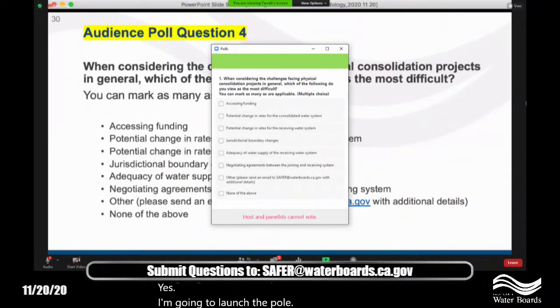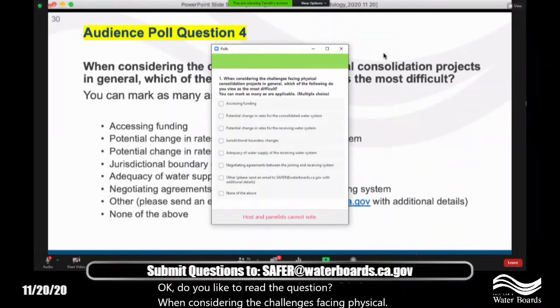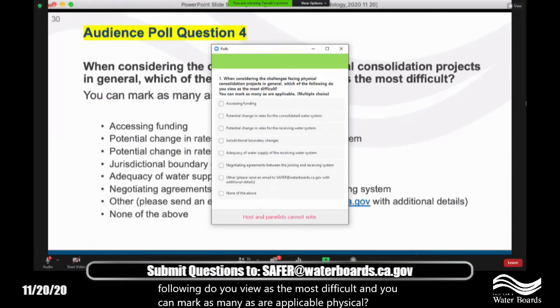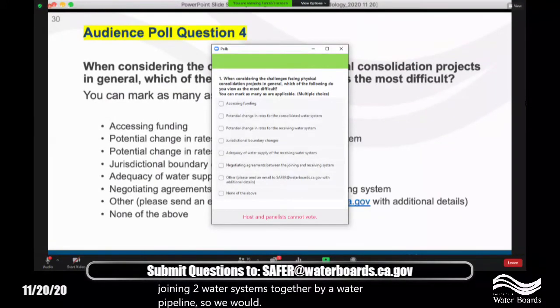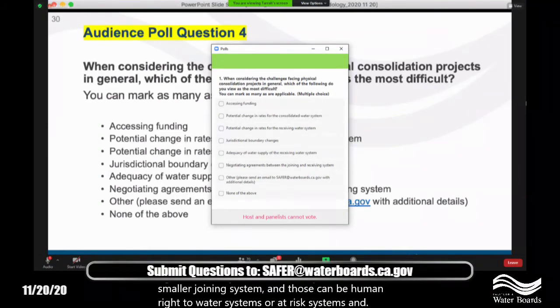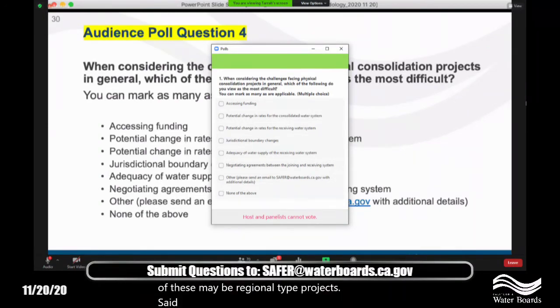Okay, Tara, would you like to read the question? Sure. When considering the challenges facing physical consolidation projects in general, which of the following do you view as the most difficult? And you can mark as many as are applicable. Physical consolidation is considered actually physically joining two water systems together by a water pipeline. So we would have a receiving system that's generally larger and a smaller joining system, and those can be human right to water systems or at-risk systems, and some of these may be regional type projects. So please feel free to mark these.